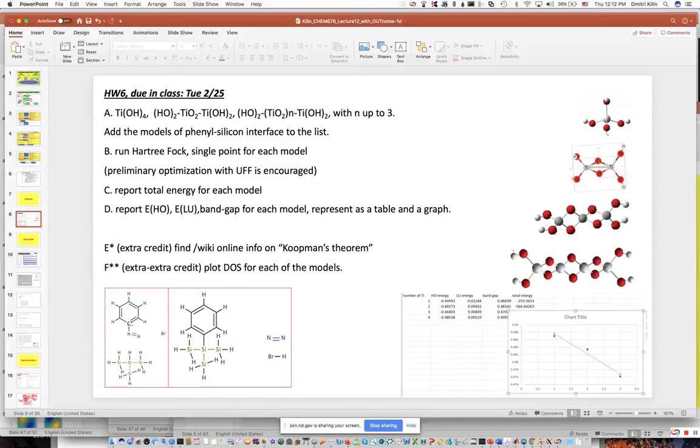And then for each of these models, run single point Hartree-Fock, and then analyze the output. For each model, find the total energy and the energy of HOMO, LUMO, and band gap. So let me quickly give a heads up on the importance of HOMO and LUMO.